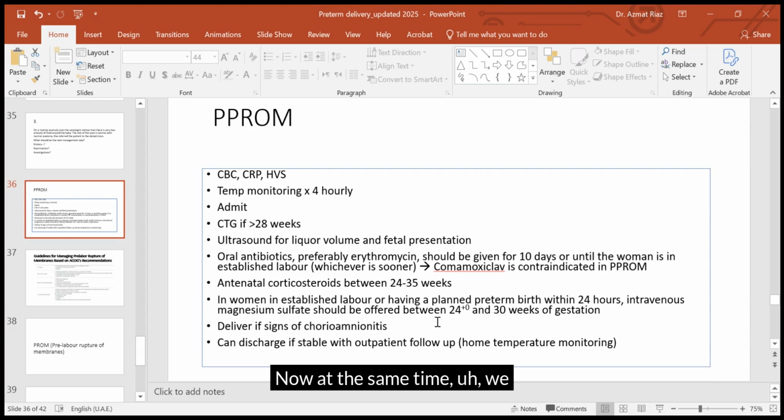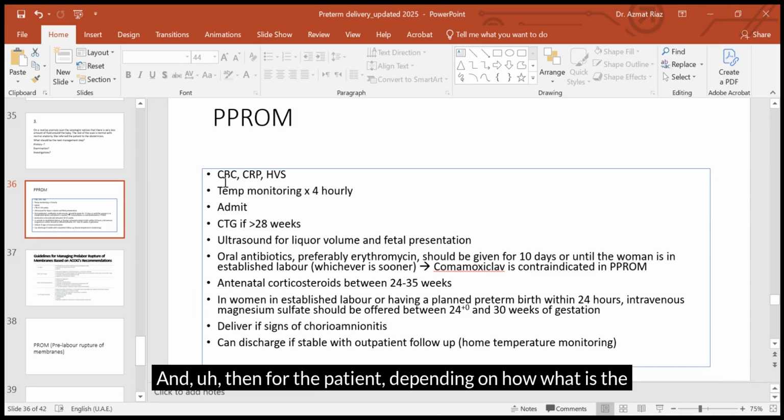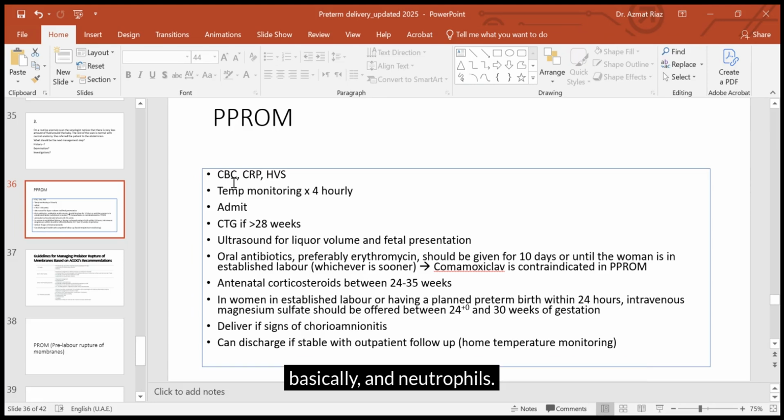Now, at the same time, we have to take a high vaginal swab. Okay, the report usually takes a few days, so just take it and send it. Okay, and then for the patient, depending on the situation, we have to perform, at least for everyone, a complete blood count. What are we mainly interested in? Doing a white cell count basically, and neutrophils.